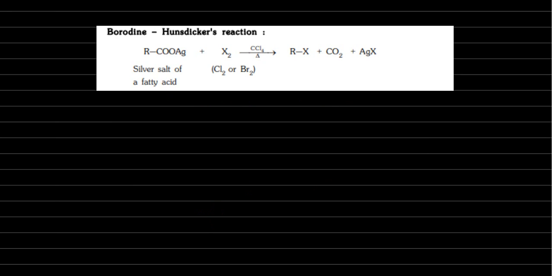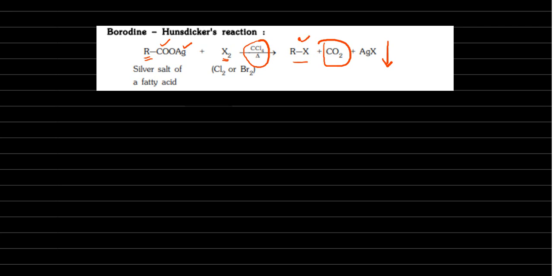Now, the Borodin-Hunsdiecker reaction. Silver salts of carboxylic acids react with a halogen in the presence of carbon tetrachloride, giving alkyl halide. Here decarboxylation also takes place. AgX, like AgCl, precipitates. CO2 is gone, AgX is gone, then only the alkyl group remains. This alkyl group and X form the alkyl halide.